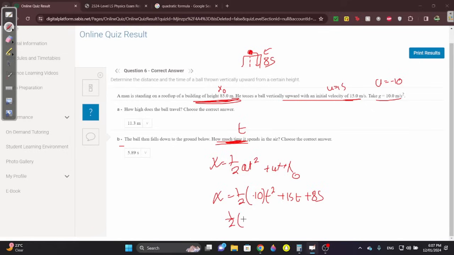So half times negative 10 times t squared plus 15t plus 85 equals 0. Why 0? Because it fell down to the ground. It's at 0 meters now. Once it falls down to the ground, it's at 0 meters. Simplify it, you'll get half times negative 10 is negative 5t squared plus 15t plus 85 equals 0. Now you want to factor negative 5 out. It becomes t squared minus 3t minus 17 equals 0.